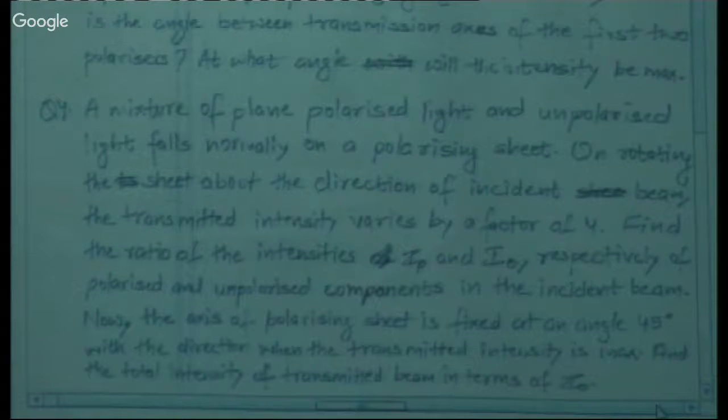Find the ratio of intensities IP and IO, respectively of the polarized and unpolarized components in the incident beam. Now let's find this first, and we'll see the rest later. Please do it, online people, you also please.